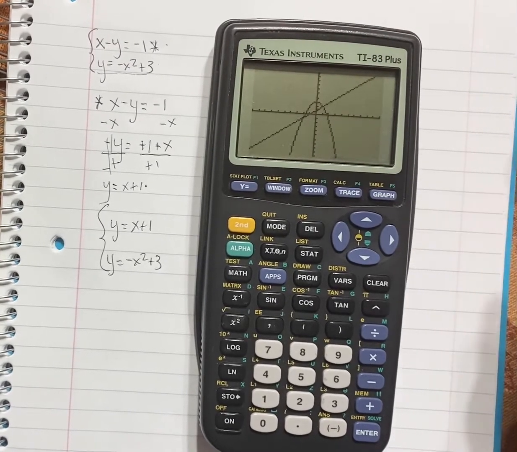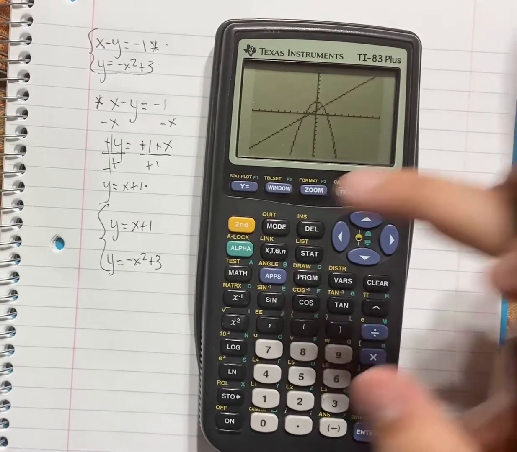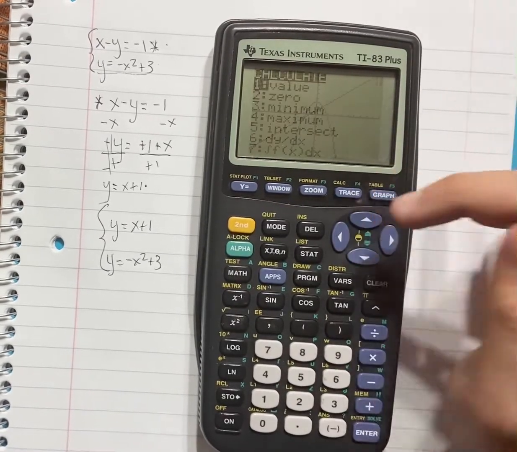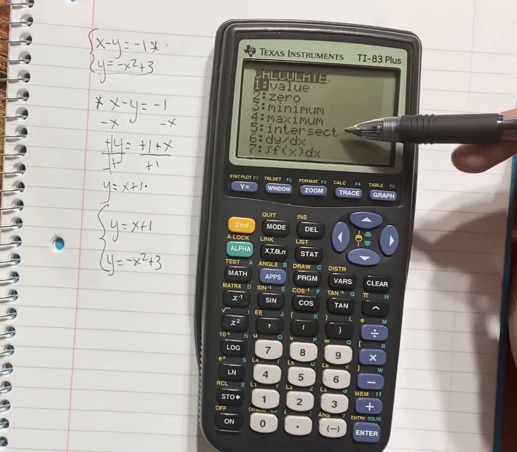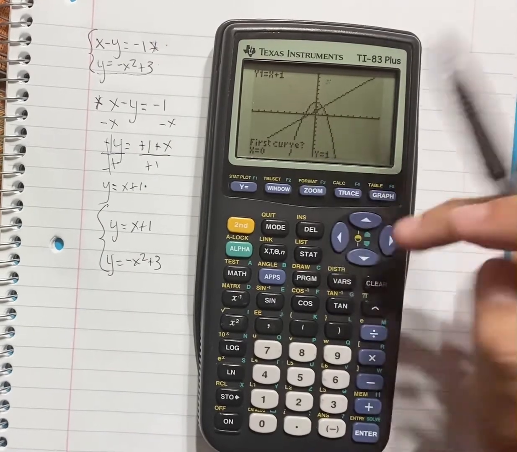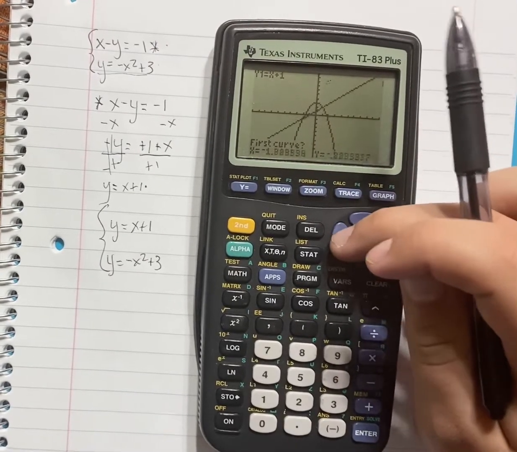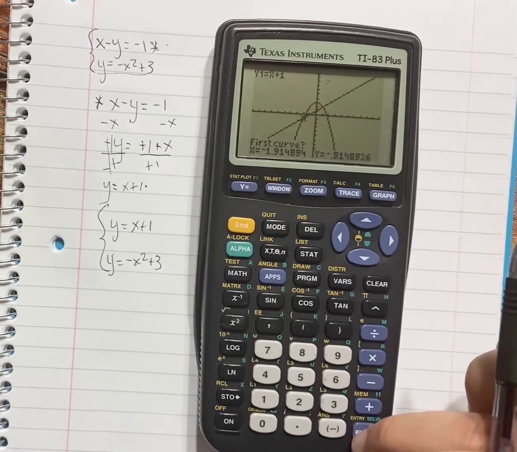Okay, so we need to find our points of intersection right here. We are going to hit second trace, which gets us over to calculate. And we're going to hit 5 because we want to calculate those intersects. First curve, we got to bring this cursor down as close as we can to this point. I like to find the left points first. We're going to hit enter.